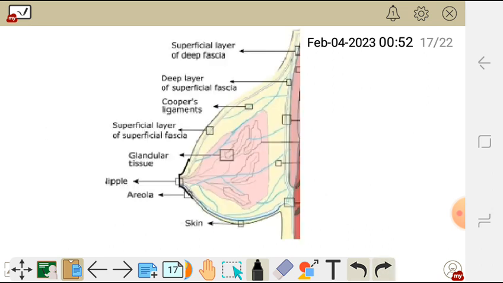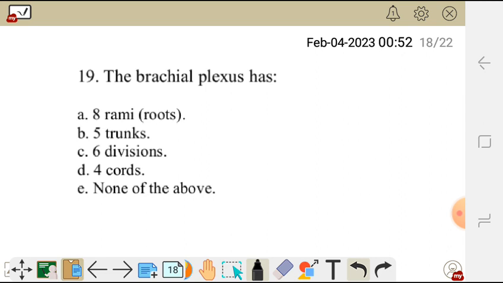Question 19, the brachial plexus has A, 8 rami, B, 5 trunks, C, 6 divisions, D, 4 cords, and E, none of the above. So for question 19, the correct answer is C, 6 divisions.